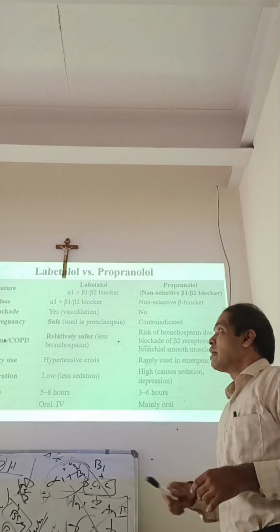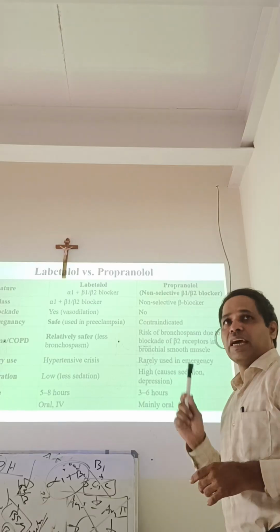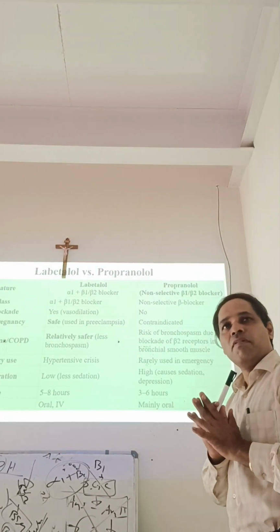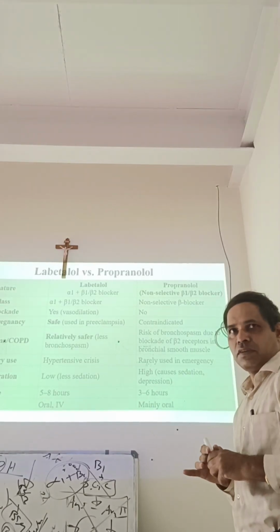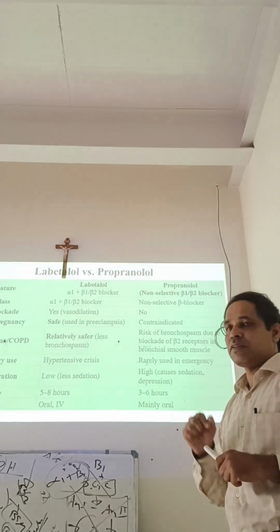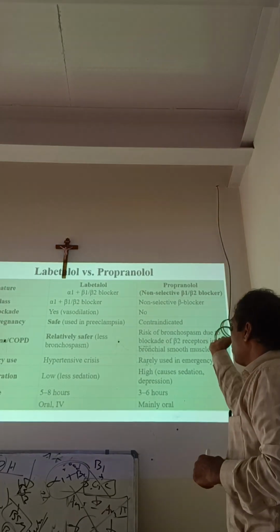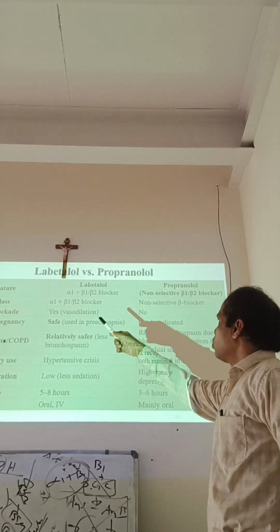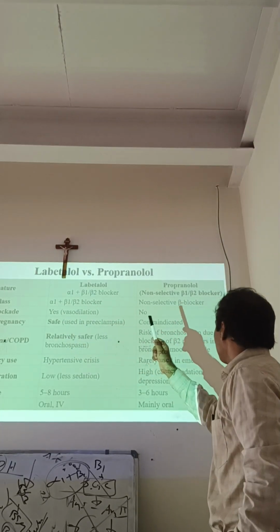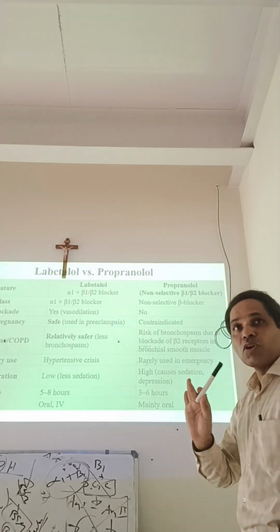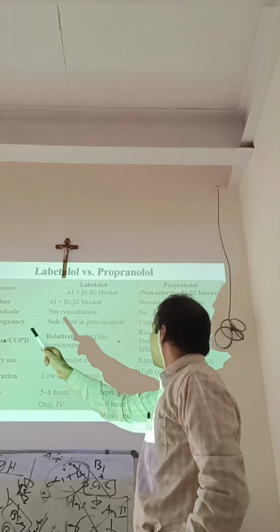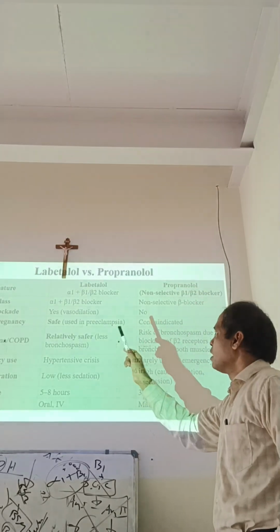Now, this drug is not given for you. Still, I have to give. Why? You know, this drug is the king of beta blockers. Means he is the leader. Prototype, propranolol. Now what is the difference between propranolol and labetalol? This drug blocks alpha, beta and beta 2. This blocks only beta and beta 2. Alpha blockade is not there.